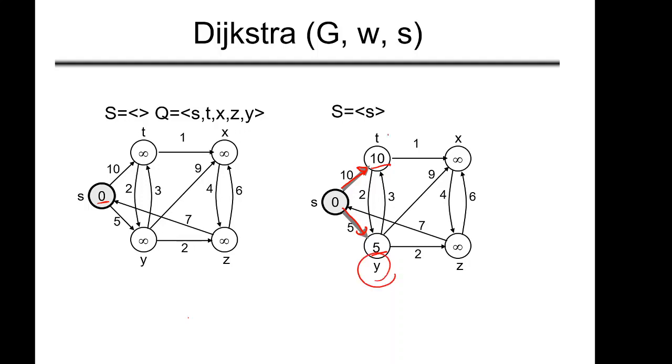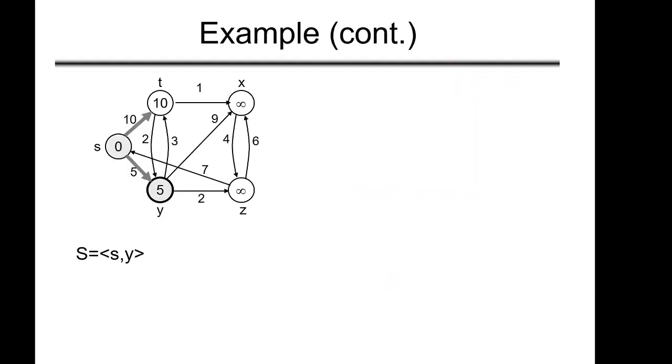Because there are two. So what is the value of all the elements here? So this is the value. So Y is having 5 value, T is having 10, X is having infinity, Z is having infinity, right? So we will pick 5, that is Y. Okay, so we will pick Y and we will put Y into set S. Then we will relax all the edges which are leaving Y.